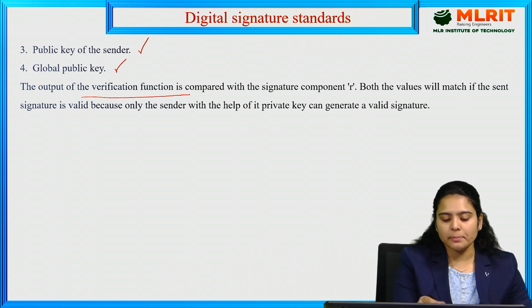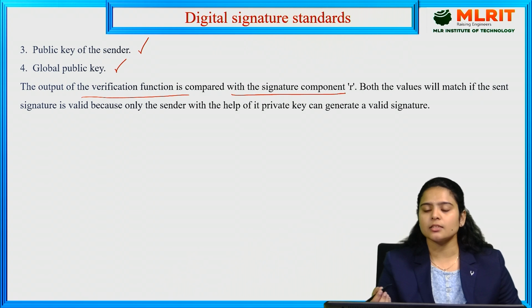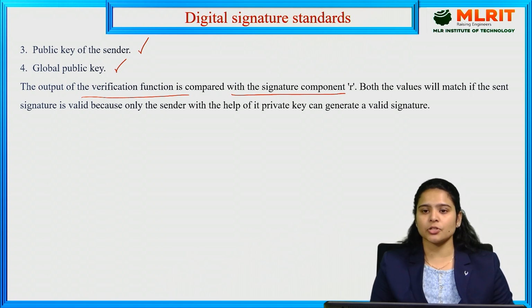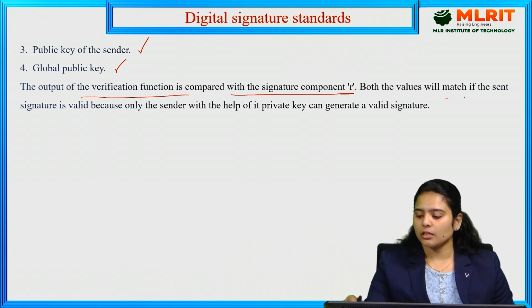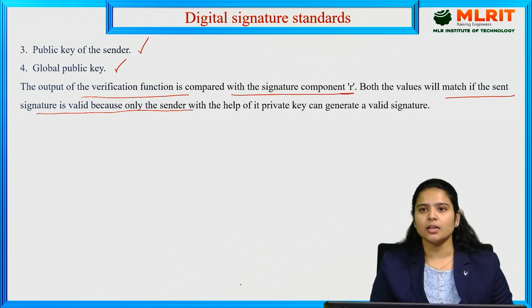After the output of the verification function is produced, it should be compared with the signature component. If both values match, the received signature is valid, since only the sender, with the help of its private key, can generate a valid signature. Otherwise, if the values do not match, the signature is not valid, and the sender's message, which is sent with the help of the private key, should not be accepted in any case. That is called the digital signature standards.